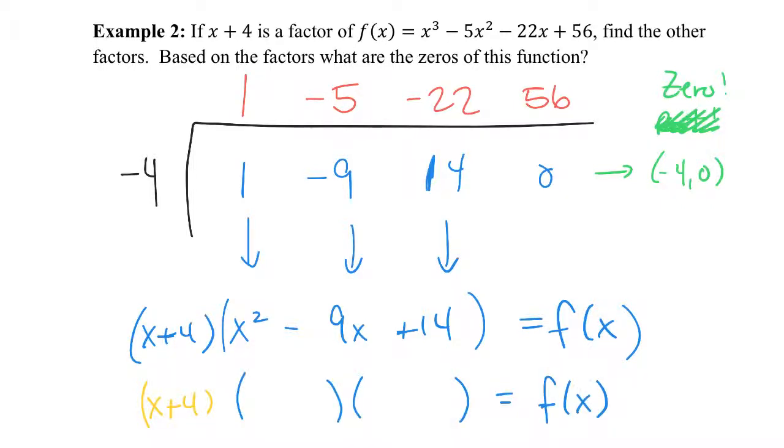What are they? What are they? x minus 7 and x minus 2. I would agree with Alex. x minus 7, x minus 2. So what are my 3 roots of this problem? Negative 4, 7, and 2. Again, what are my zeros of the function? Negative 4, 7, and 2.